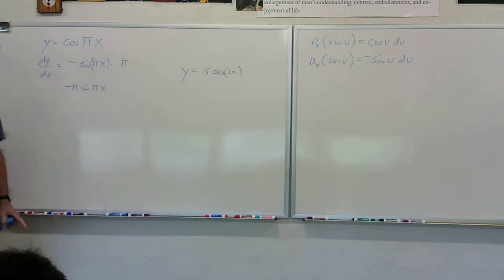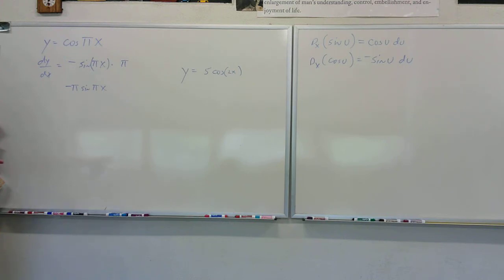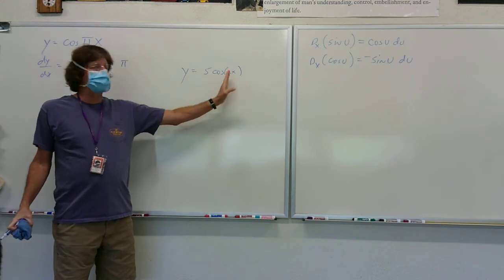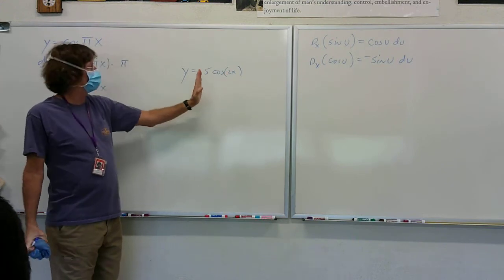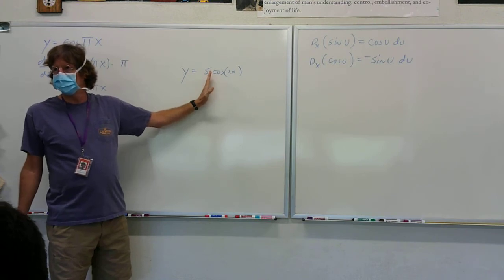Okay, notice there's just a constant in front. You don't have to use the product rule. You can, but you don't have to. You have to use the product rule if it's a variable expression times a variable expression. But since that's just a constant in front, you do not have to use the product rule.